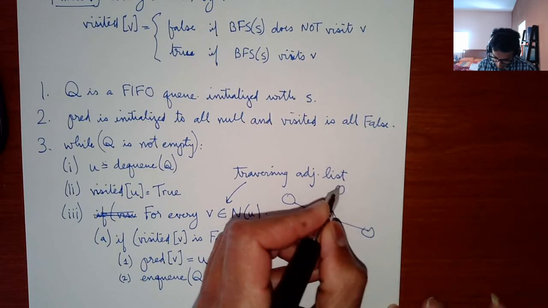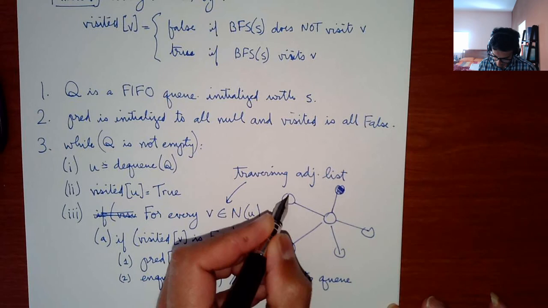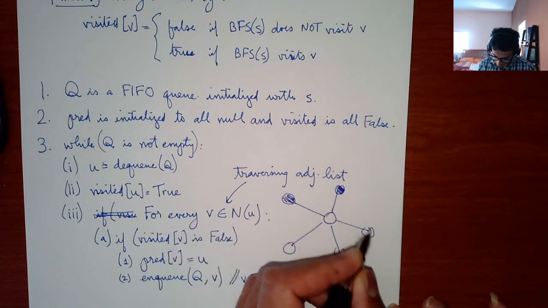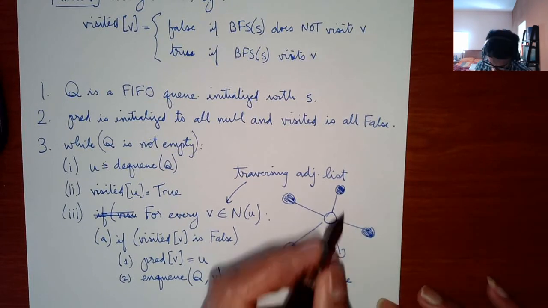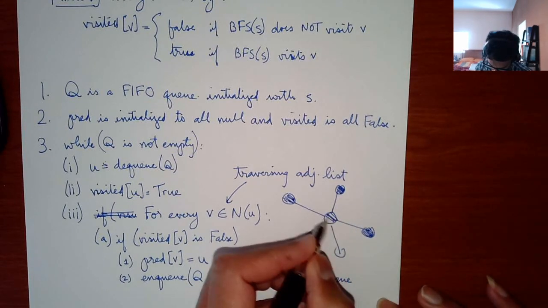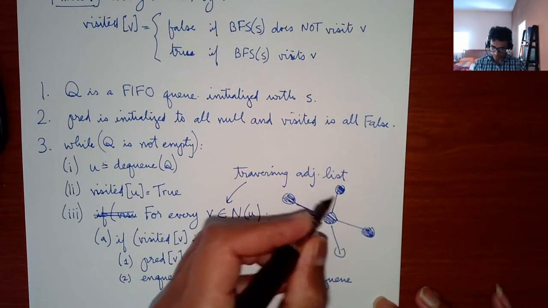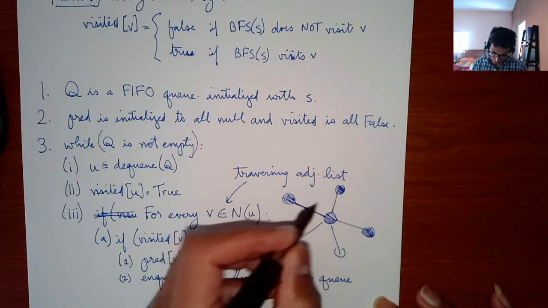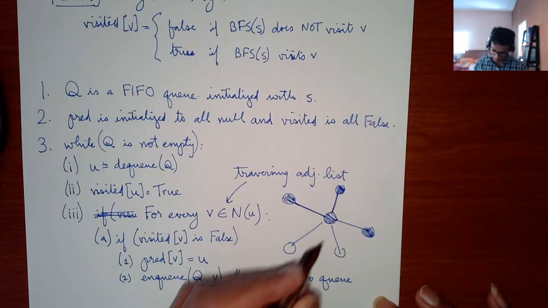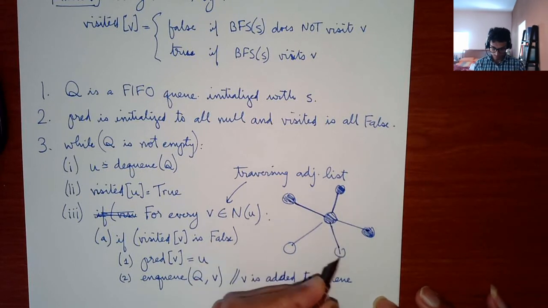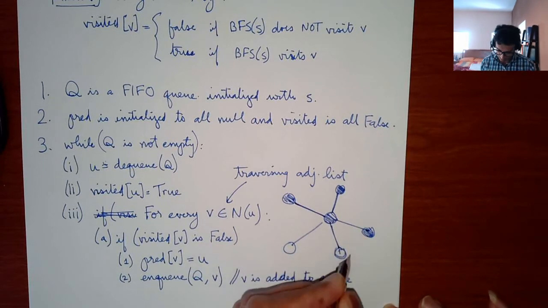Let's say these are already visited. Then U is visited, so it's going to shade U. Then it's going to look through all of the neighbors. It's going to say this has been visited, this has already been visited, this has been visited. Now it's going to go there and say, okay, this has not been visited. And so this is your V.